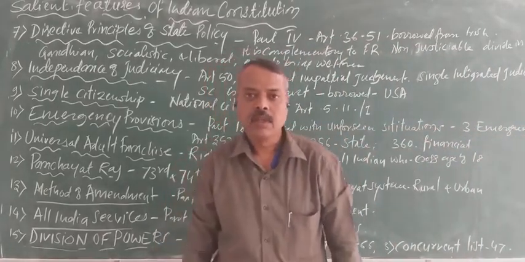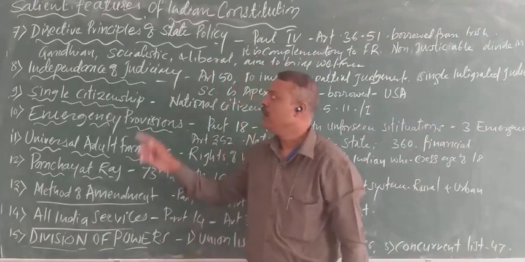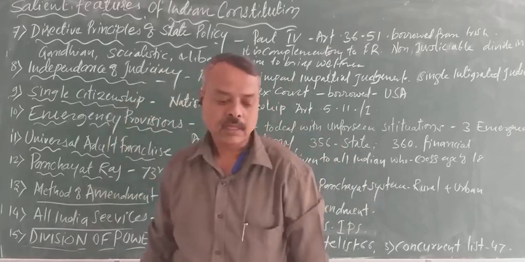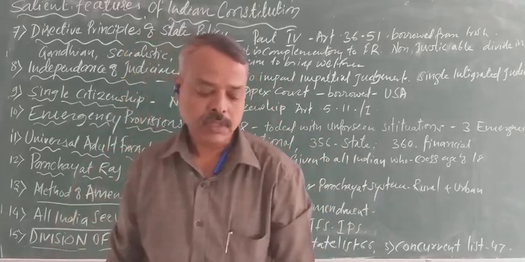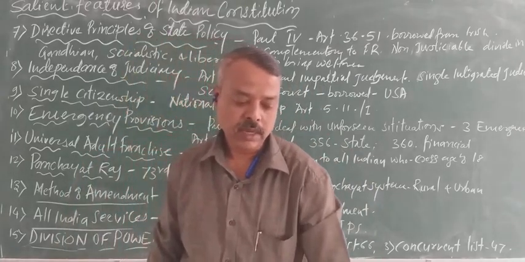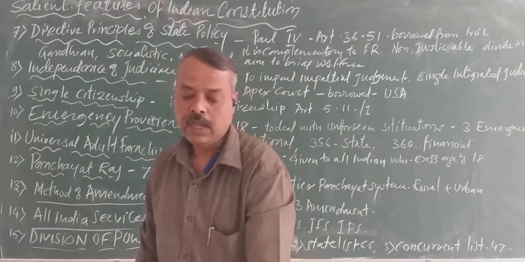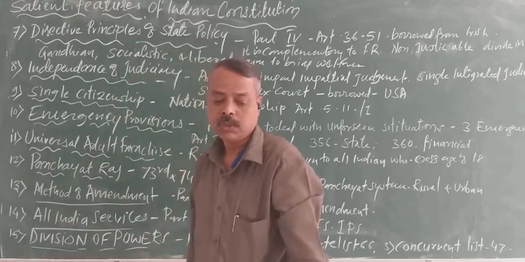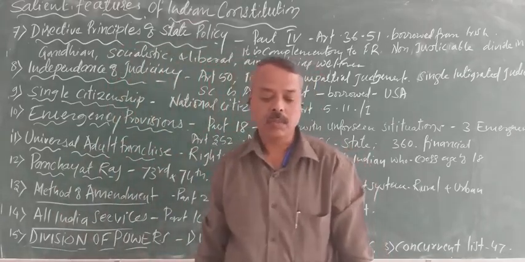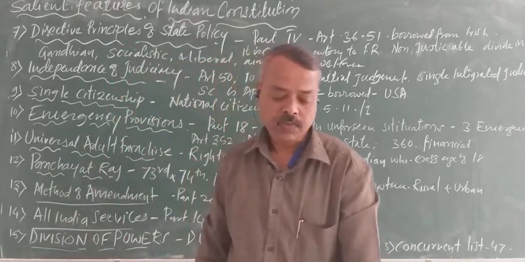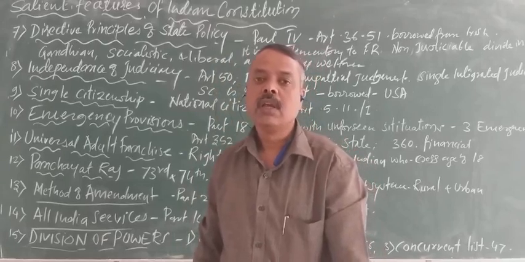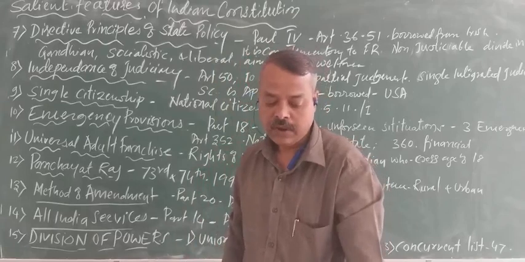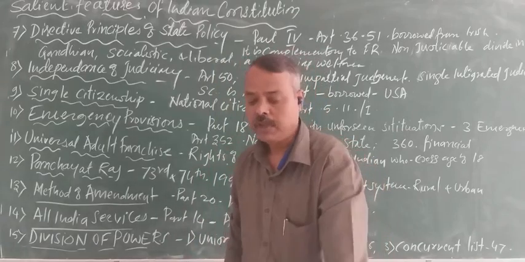Doctor friends, today let's see the remaining salient features of the Indian Constitution. In our last class, we have seen the first six salient features, that is: lengthiest written constitution, second preamble of the constitution, fundamental rights of Indian citizens, fundamental duties of Indian citizens, parliamentary form of government, federal structure with unitary spirit.